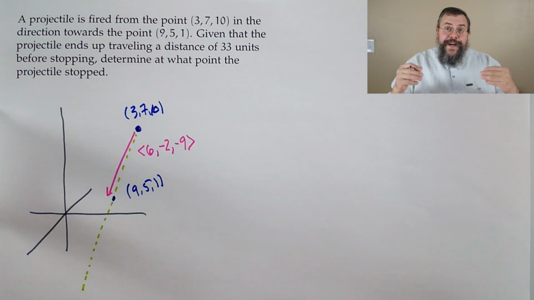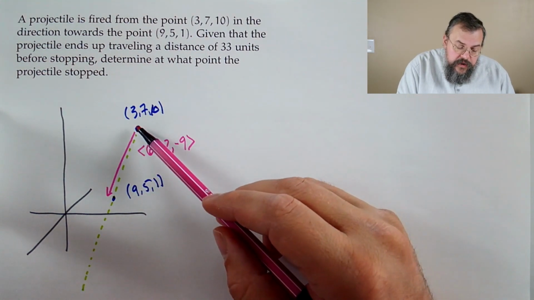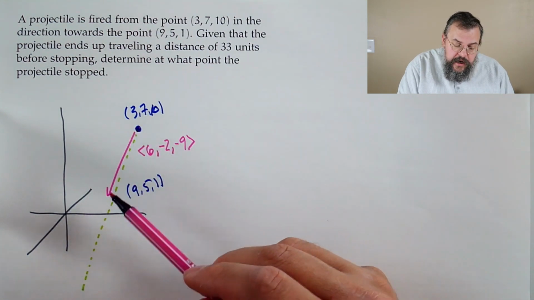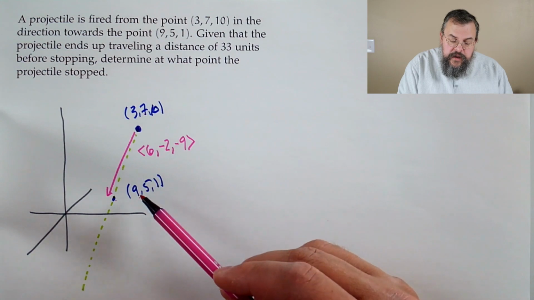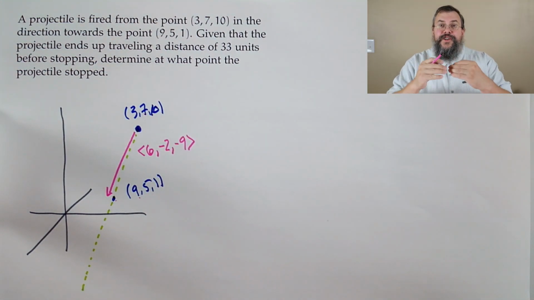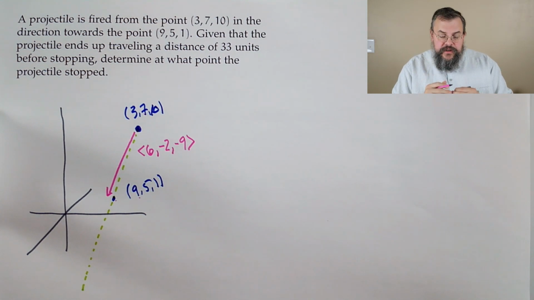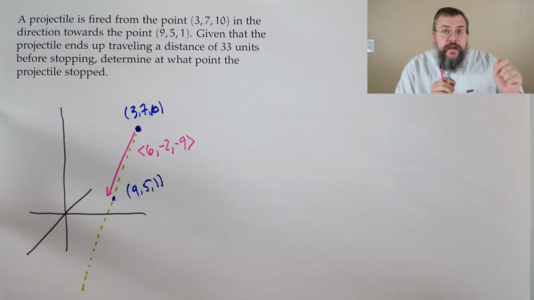So when we're talking about vectors, focus on change. If we start here, how do we get to there? We look in each coordinate. Well, I've got to go up by 6 in the first coordinate, down by 2 in the second, and down by 9 in the third. Focus on the change. Vectors are about the change. So now that's a vector that points in the direction our projectile is going.